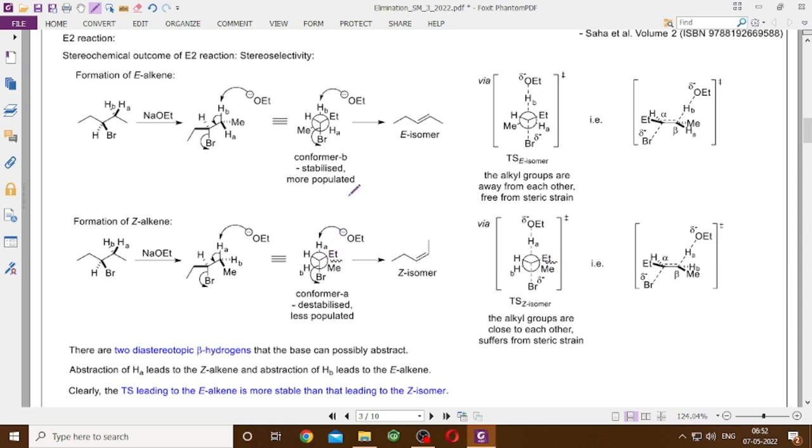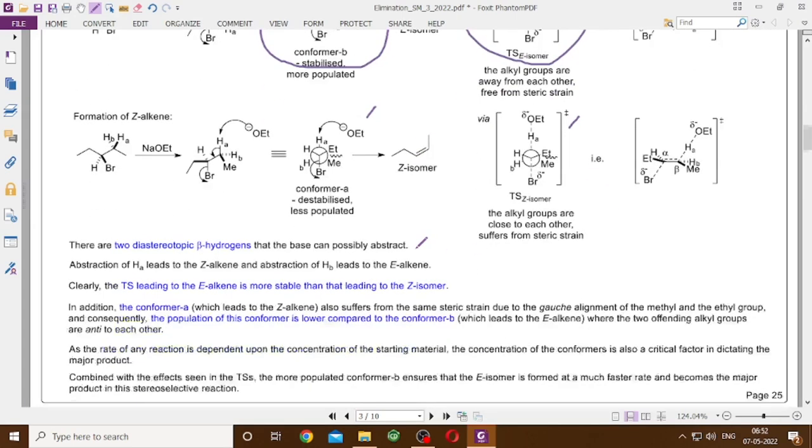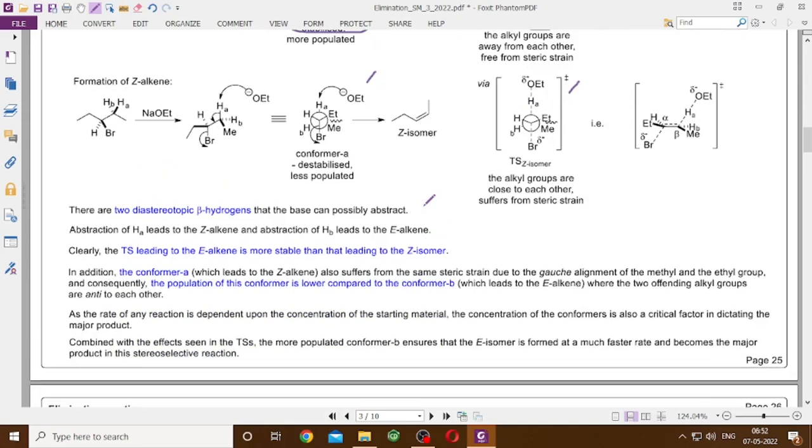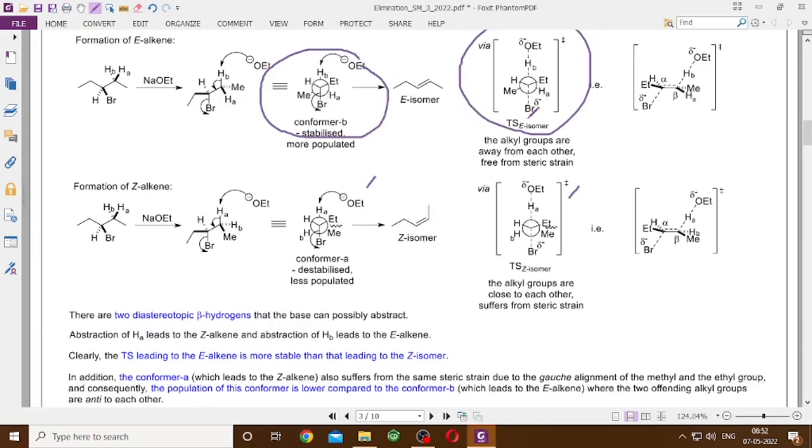Therefore, not only is the concentration of this compound high, but also the transition state is more stable compared to the population of this conformer and the transition state leading to the Z isomer. So it is obviously expected that the Z alkene will dominate, because rate of the reaction depends upon activation energy.